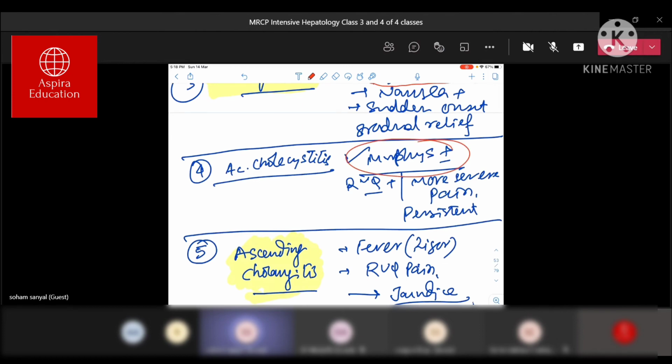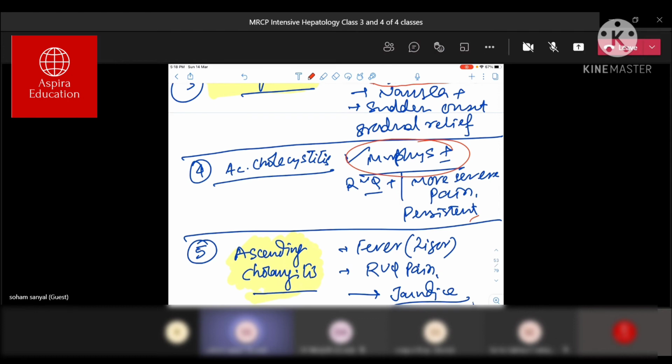Sometimes they can say Murphy's sign, or that the right upper quadrant was tender on palpation, or the patient catches his inspiration on pressing the right upper quadrant of the abdomen. And the pain in acute cholecystitis will be severe.